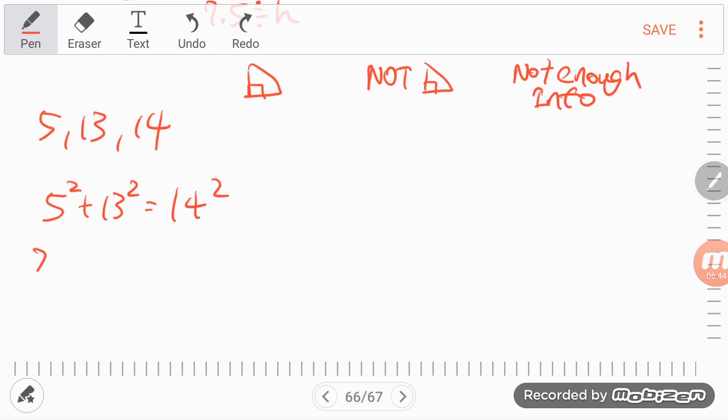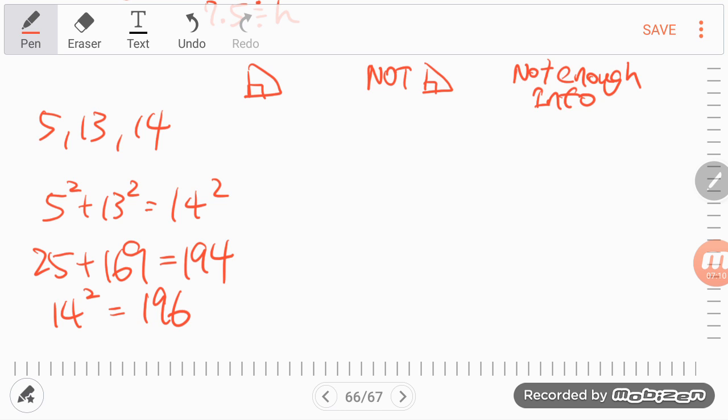So let's see. 5 squared is equal to 25. 13 squared is 169. And that is how much? Let me put that in the calculator. 194. Okay, then let's see what 14 squared is. 14 squared is equal to 196. So 5 squared plus 13 squared does not equal 14 squared. So it is not a right triangle.